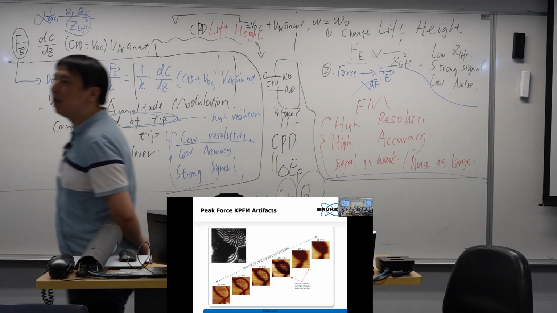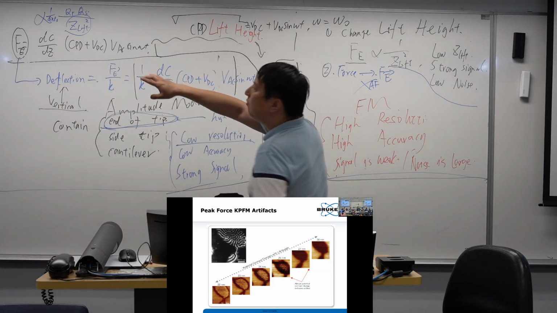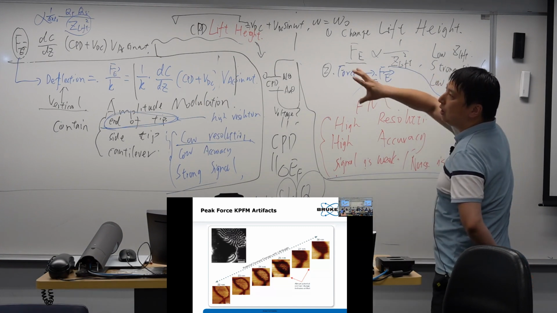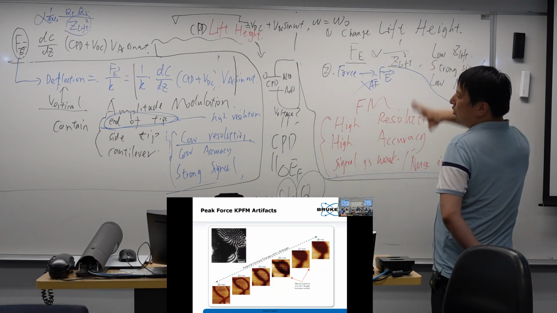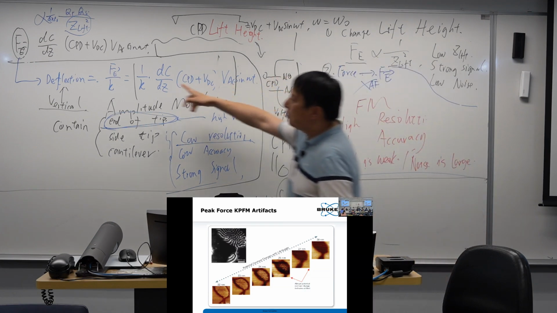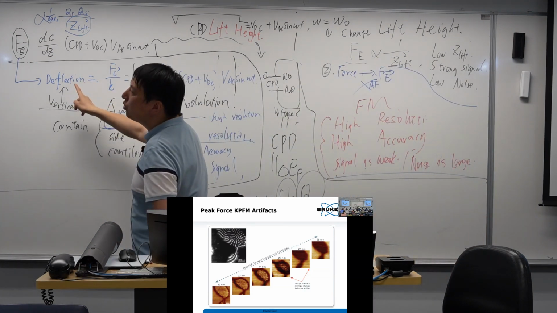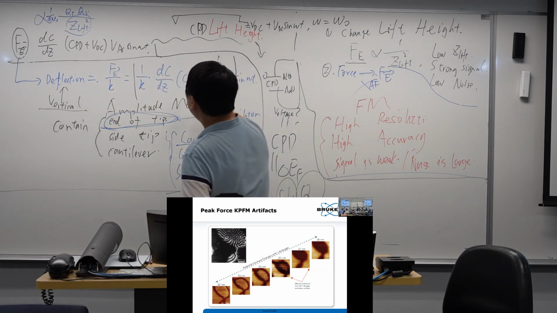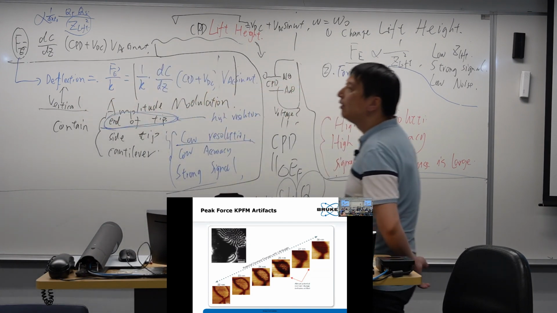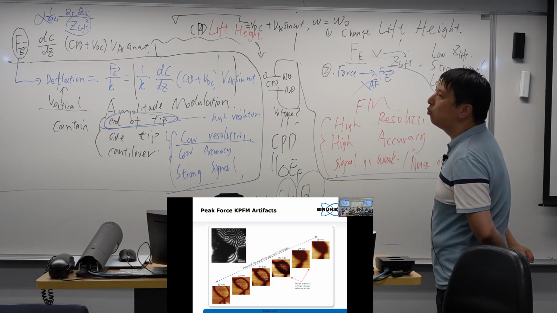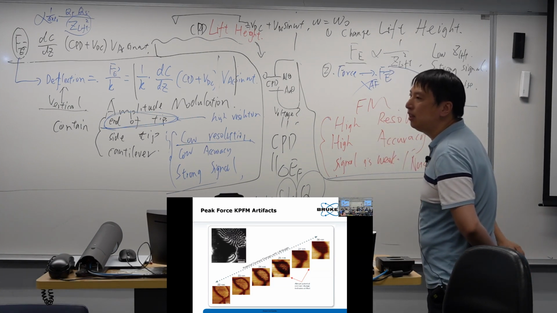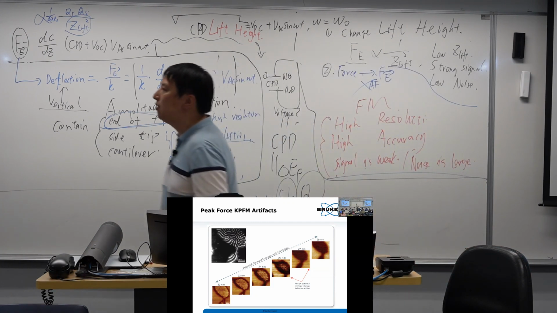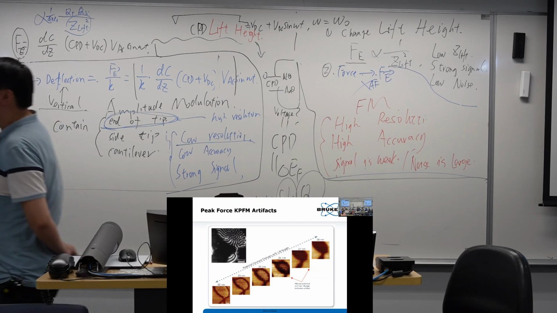Just increase the lift height, but don't increase it to be too high. If your lift height is too high, your signal is gone. The deflection is too small, and it cannot get the accurate VDC. So usually we are using around 30, 40, 50, something like that. And if it's larger than 100, the signal is quite weak.